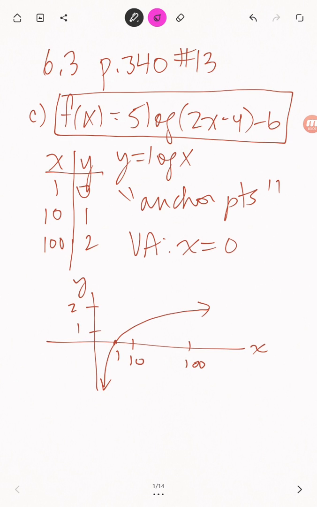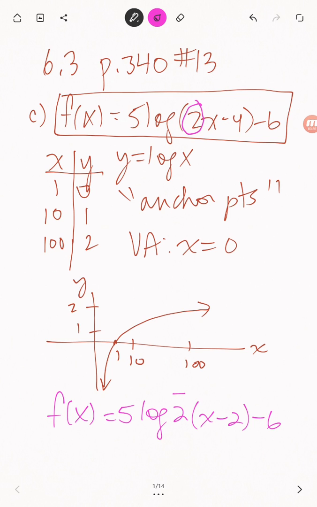We need to be careful about this 2 here, right? It's got to be factored out of the entire bracket before we look at what our transformations are that affect x. So let me just rewrite this function over here, factoring out that 2 first. So 2 bracket x minus 2 minus 6. And all of this part, the 2 bracket x minus 2, is inside the logarithm. Alright, now we're ready to actually do our mapping notation.